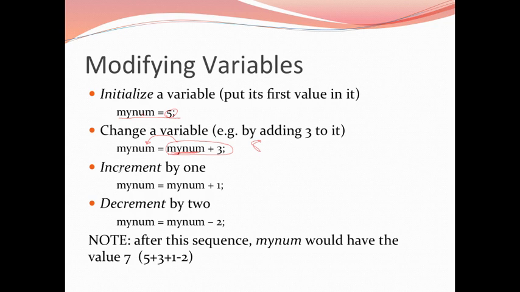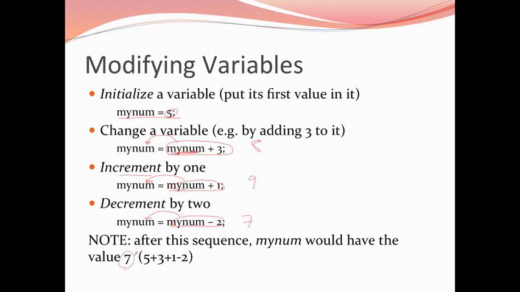Then we could increment it by 1, that means adding to it. So mynum now has the value 8. 8 plus 1 is 9. We're taking 9 and storing that in the variable mynum, so mynum now has the value 9. Then we could decrement, which means subtracting. So mynum is currently 9, minus 2 is 7. Store that result in mynum, so now it's going to have the value 7.